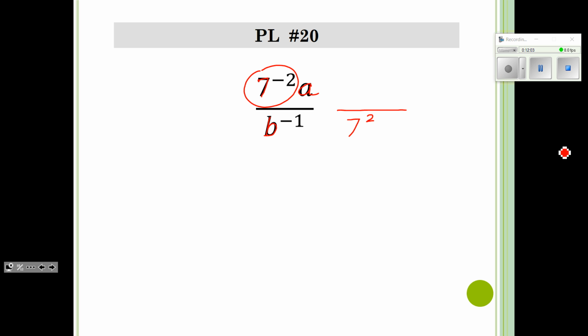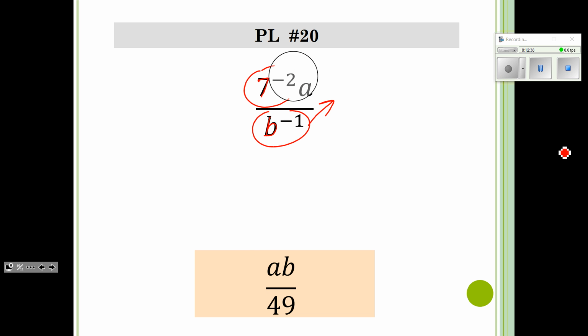The base of a does not have an exponent attached. It does not get moved. It stays on top. The base of b has a negative 1 exponent attached, so it's going to move upstairs, b to the 1st power. Now, you do not have to have the 1. The 1 can be invisible, so it's just a times b. Now, can we evaluate? Is there anything else we can do to simplify it? Well, we can do 7 squared, 7 times 7. So our final answer would be a times b, divided by 49.